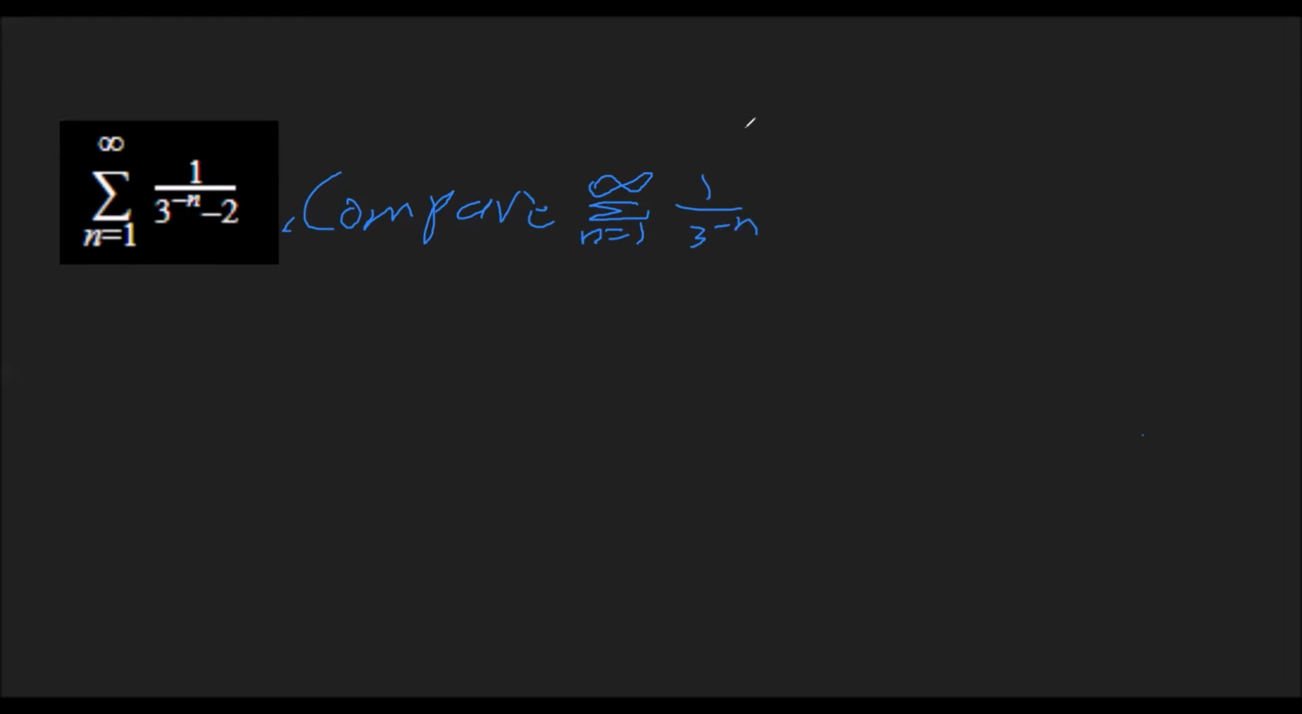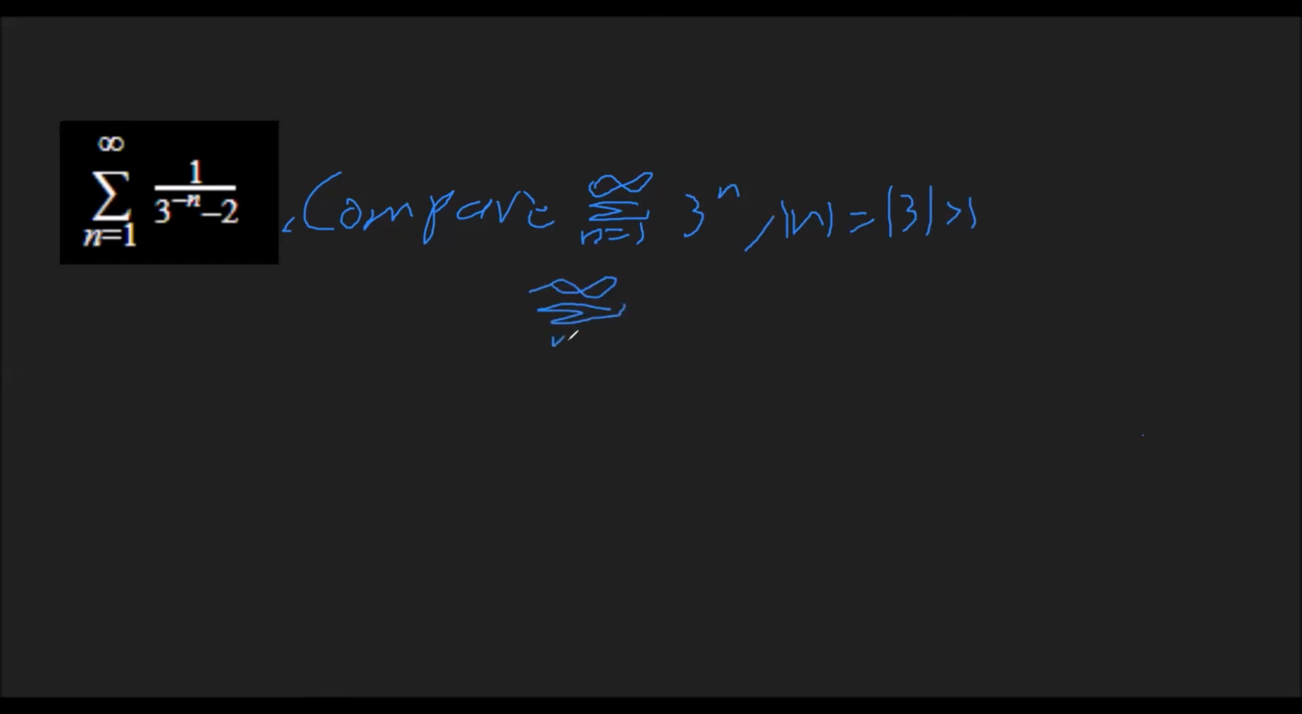Now let's make this a bit easier on the eyes. We're going to change 1 over 3 to the power of negative n to 3 to the power of n, because you'll remember that you can switch variables from the denominator to the numerator or vice versa by changing the sign of the exponent. Keep in mind that this is less than this. Now we can employ the geometric series test. We're going to say the absolute value of r is equal to 3. And since it's greater than 1, we know that this series here diverges.